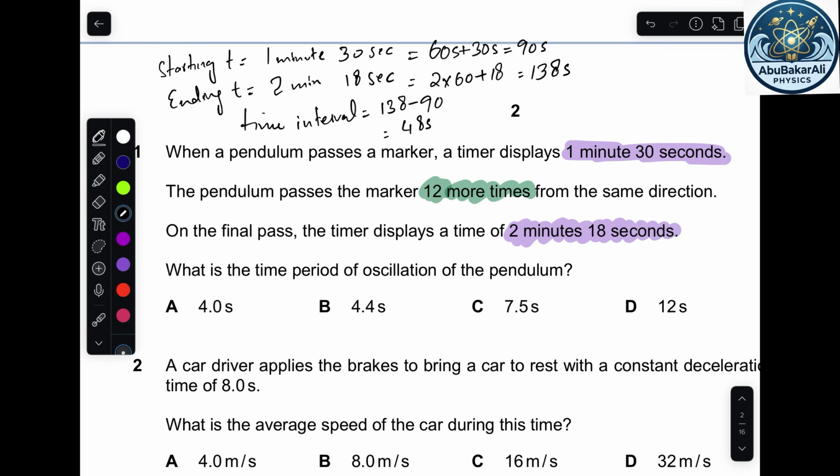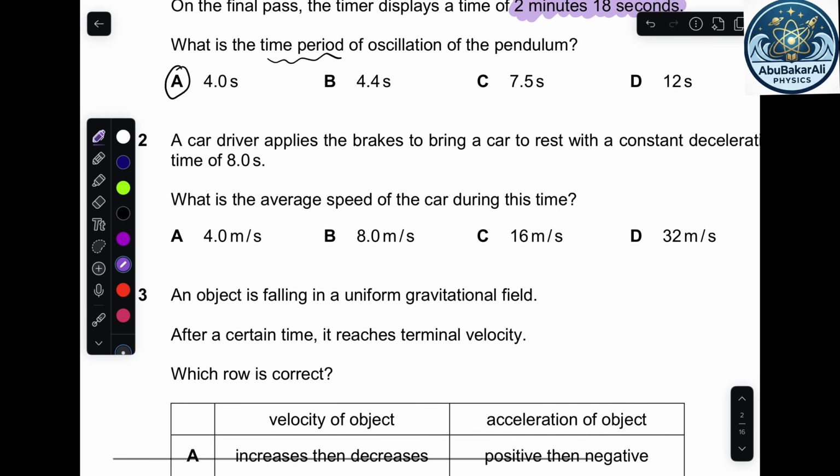In 48 seconds, how many times is it passing? 12 more times. So I have to find the time period. Time period is for one oscillation. So one oscillation will be equal to 48 divided by 12. That will give you 4 seconds. Okay, it's option A that is correct. Okay, let's move forward. Question 2.